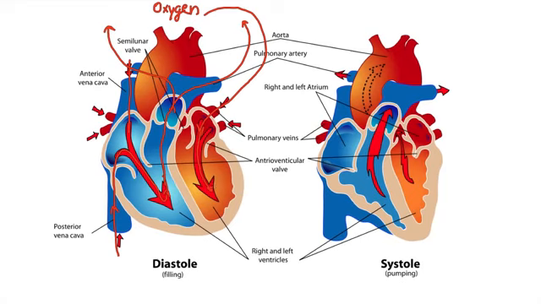Once the blood is in the left ventricle, it contracts, and that sends the blood through the semilunar valve, or the aortic valve in this case, into the aorta, and then that blood can go to the rest of the body.